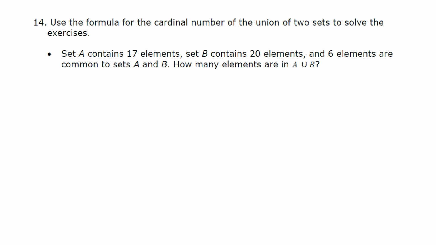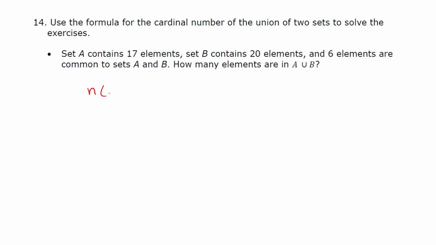For problem 14, we're going to continue to use this formula for the cardinal number of the union of two sets to solve the following exercises. For set A, we have 17 elements. Set B contains 20 elements, and 6 elements are common to sets A and B. How many elements are in the union of A and B?